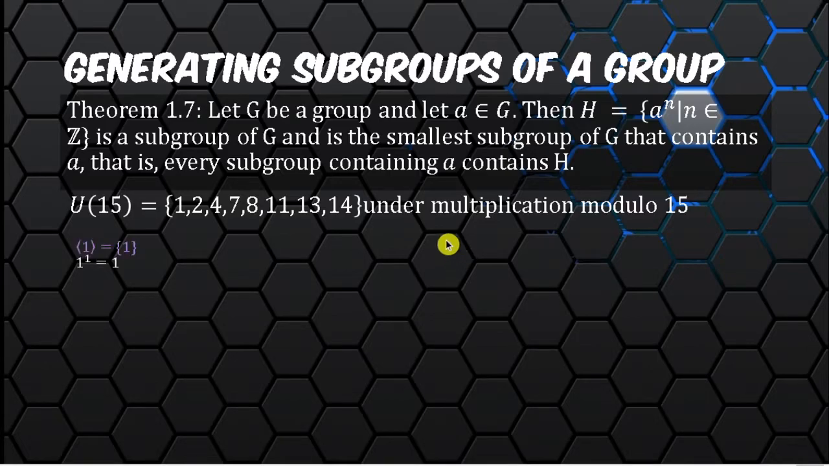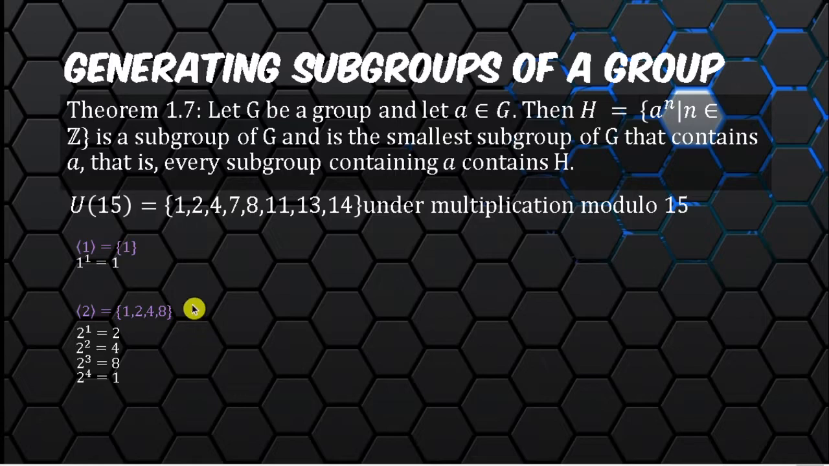So if we start with the subgroup generated by the first element 1, then we start with 1 raised to 1. And 1 raised to 1 is simply 1. Anyway, for any group, there's always a trivial subgroup. That's the subgroup containing the identity element. And for multiplication modulo n, the identity element is always 1. Okay. So that is the first subgroup.